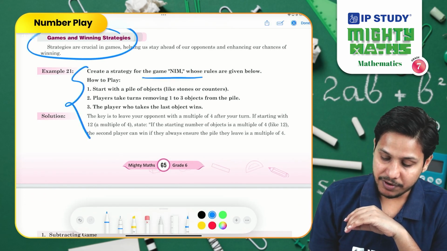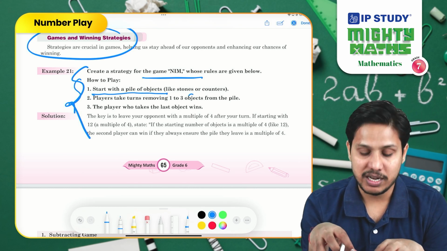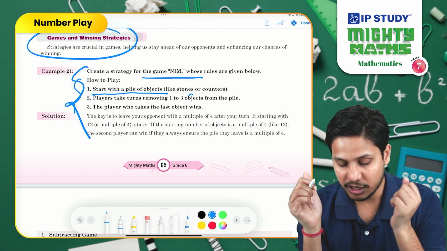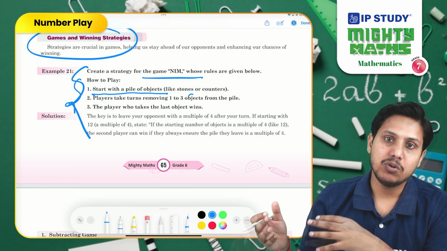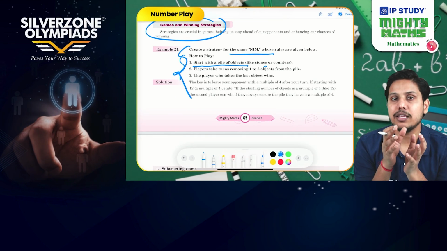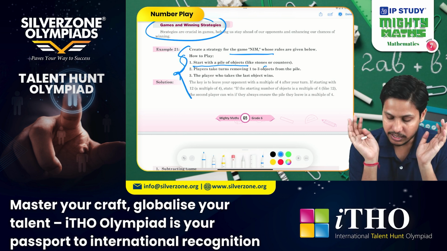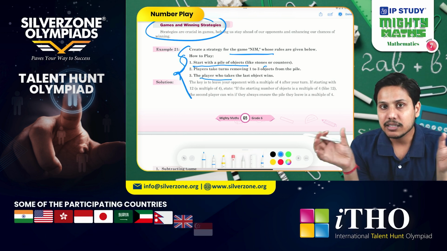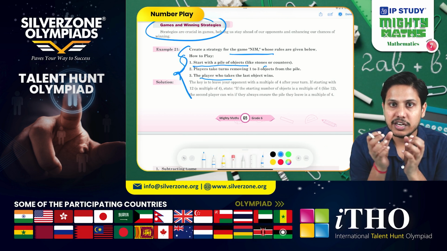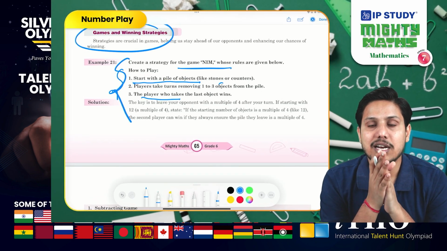So here is a game whose rules are given here. Start with a pile of objects like stones or counters, and let's suppose we have 12 counters or 12 stones, and the rule says players have to take 1 to 3 counters, or this time we have stones, so they can take 1 stone or 2 stones or 3 stones, depending upon what they want. Yes, so the player who takes the last stone, whether the whole 3 or 2 or 1, will win the game. So now we want to decide a strategy to win the game.